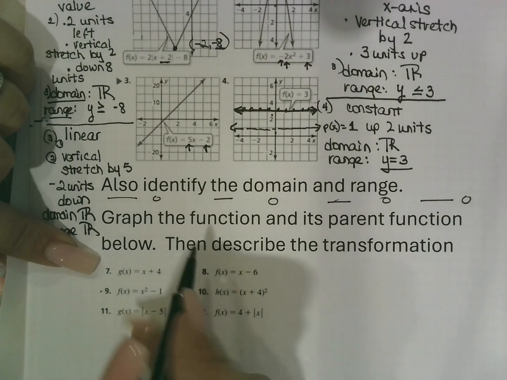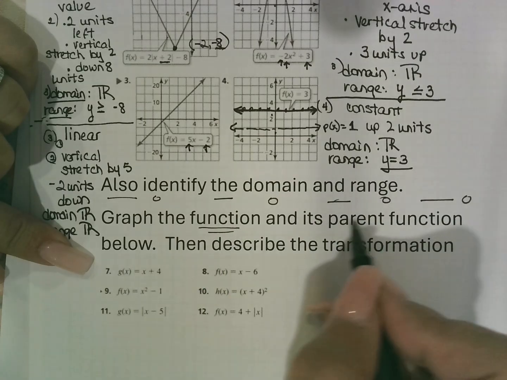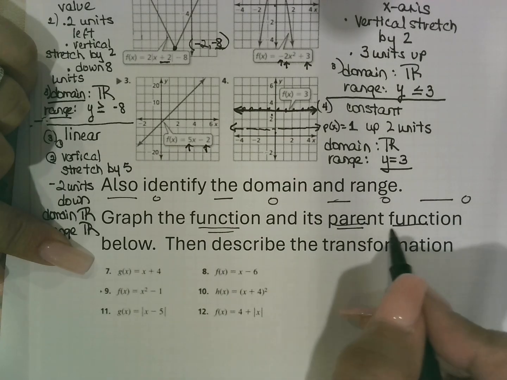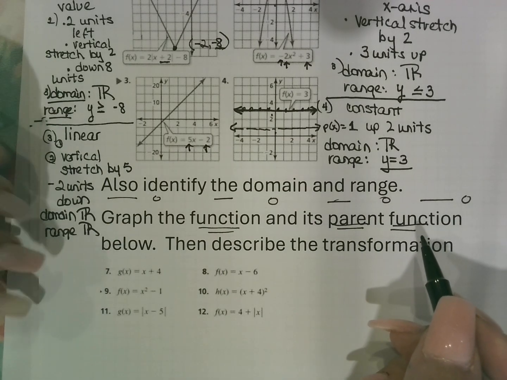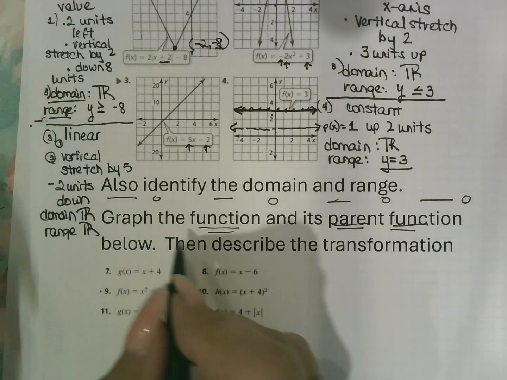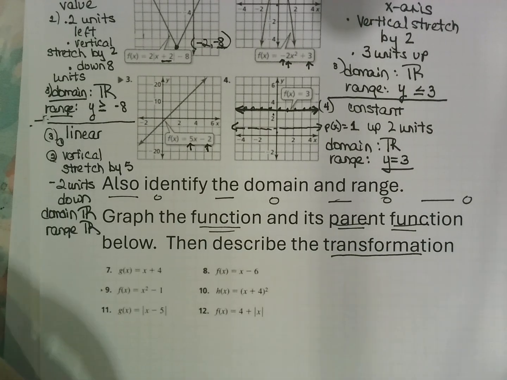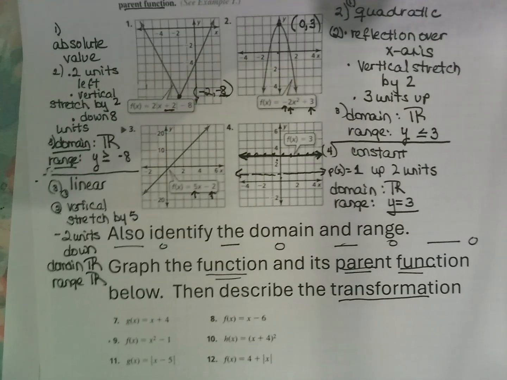Now for this section, you're going to be given a function. You're going to graph the function and its parent. So you need to have 2 graphs on the same coordinate plane, or 2 functions on the same graph. And then you're going to, again, describe the transformation. So let's take a look at that. I'll just write it again, and then we'll do it over on this side.